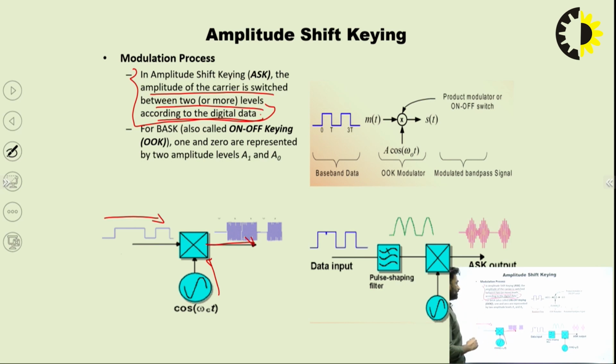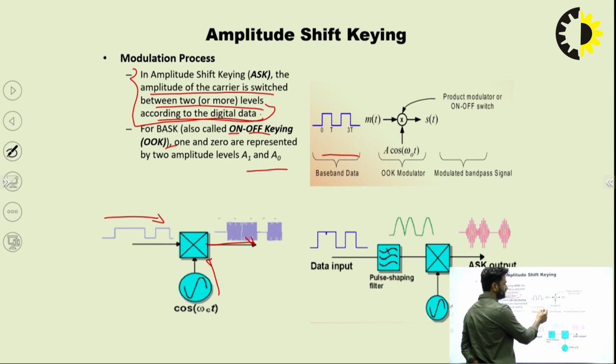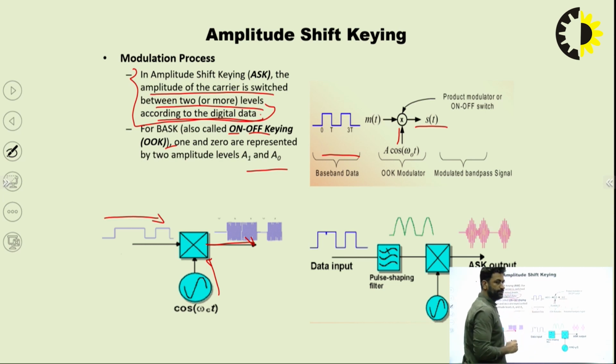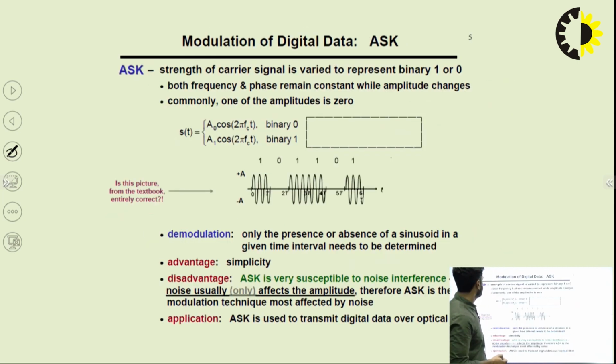ASK is also known as on-off keying. 1 and 0 are represented by the amplitude levels A1 and A0. In another figure you can see this is the baseband data, this is the carrier signal, and you will get the modulated signal, that is ASK. I will show you another example of ASK.